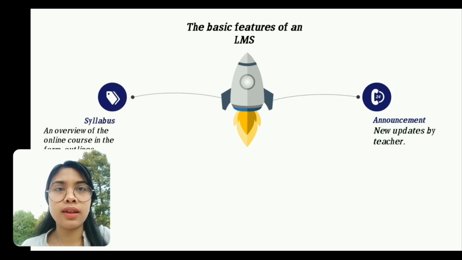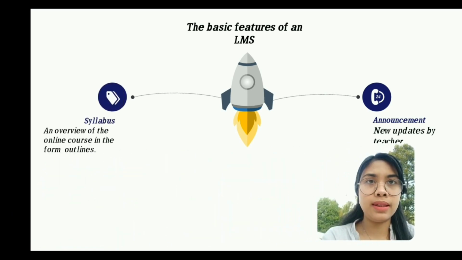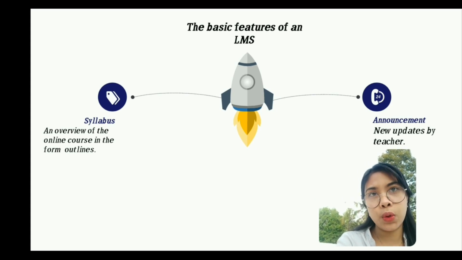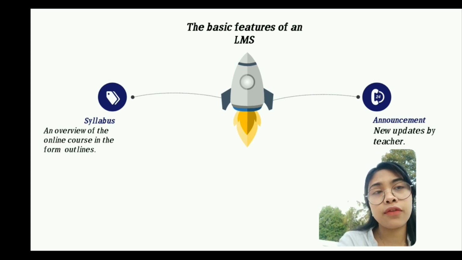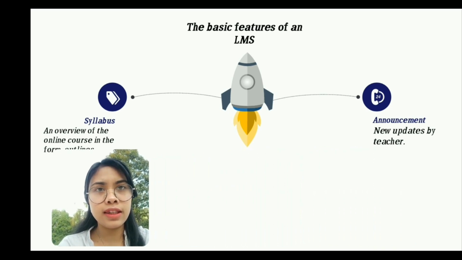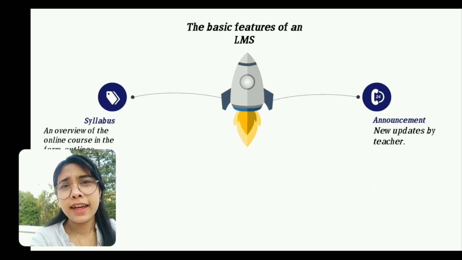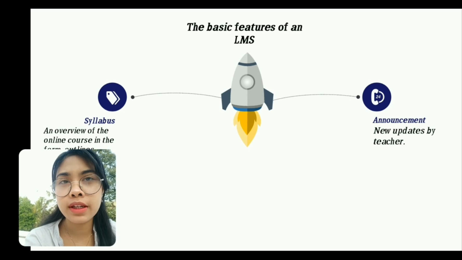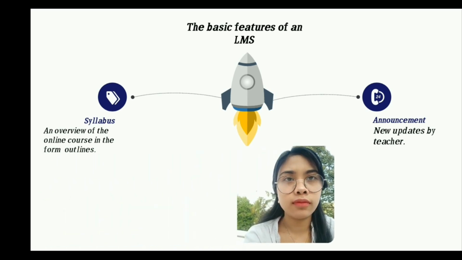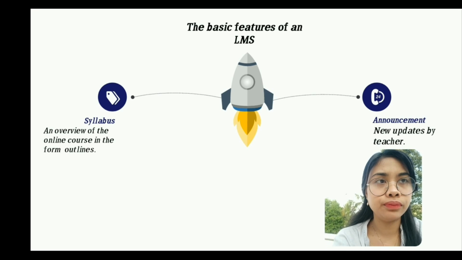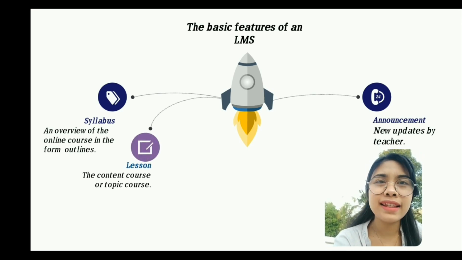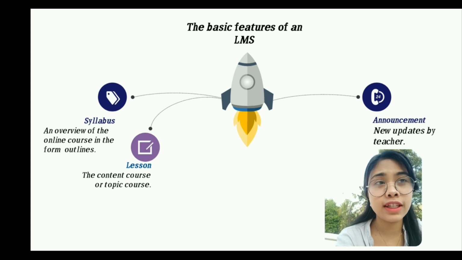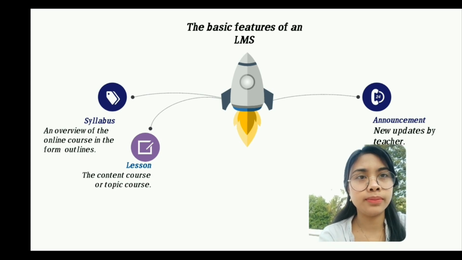The second is syllabus. Syllabus is an overview of the online course. In this case, the syllabus is the title of the course that will be delivered. Lesson. Lesson is the course content or the course topic. In this case, it is the content or the topic that will be delivered during the online learning.